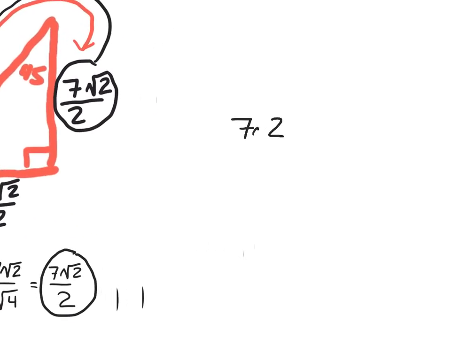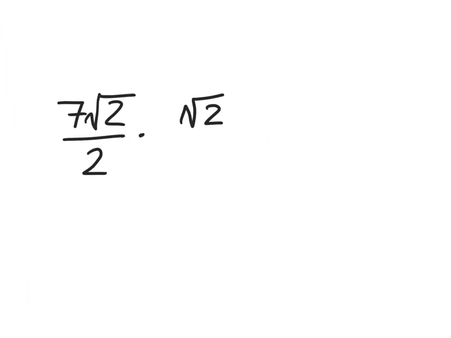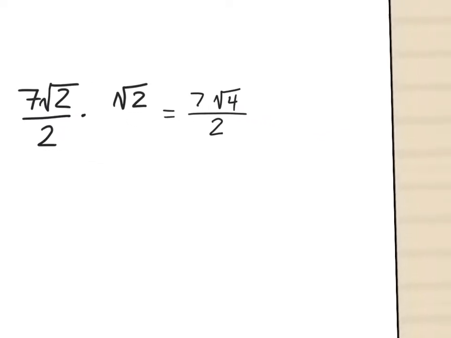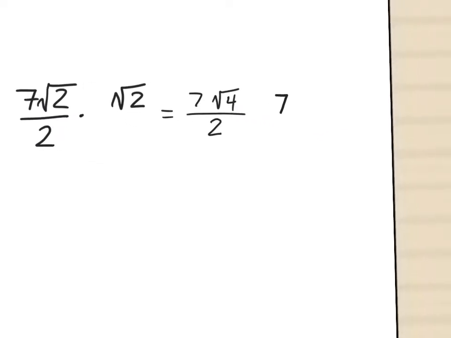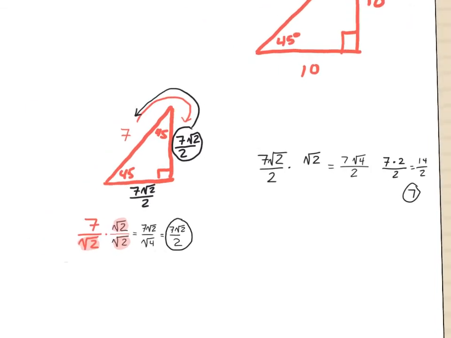If we take this leg and we multiply by the square root of 2, we should get back to that hypotenuse if this is right. So what is 7 square root of 2 times the square root of 2? That becomes 7 square root of 4, right? And the bottom becomes 2. What is the square root of 4? 2. So 14 over 2, which becomes 7 times 2 over 2, which reduces to 7. And look, that's exactly what we said it was.